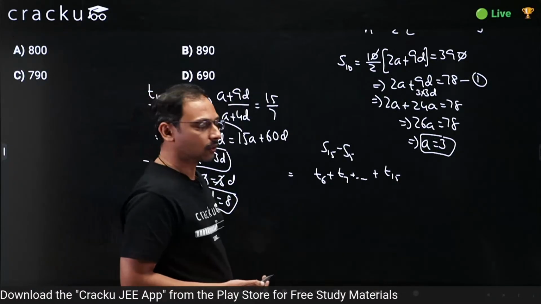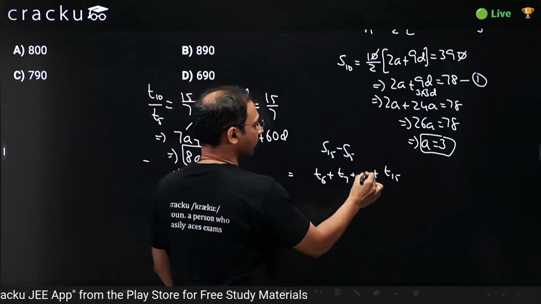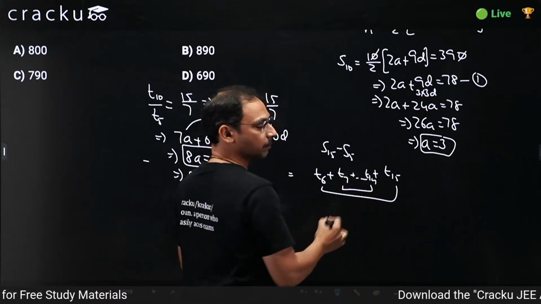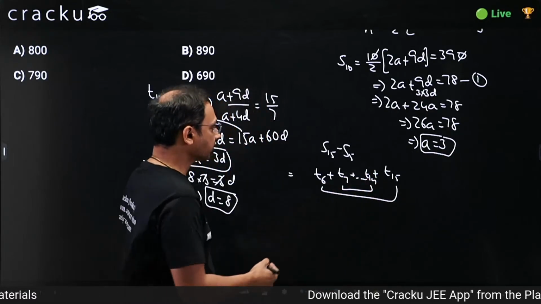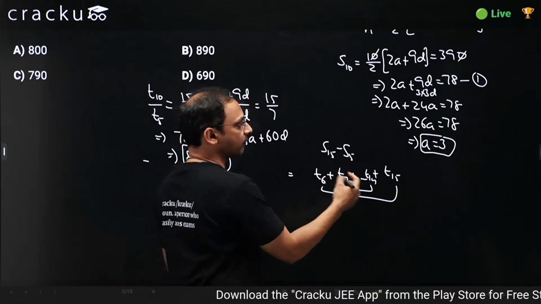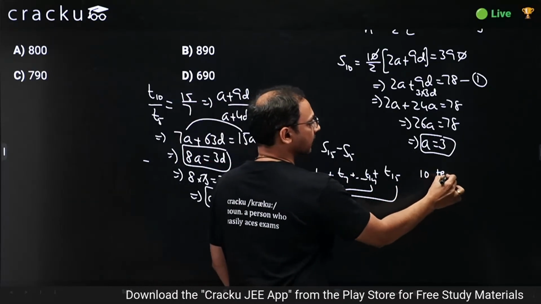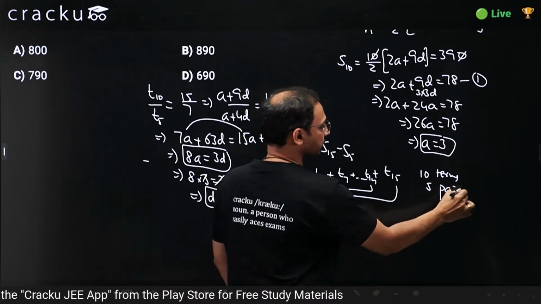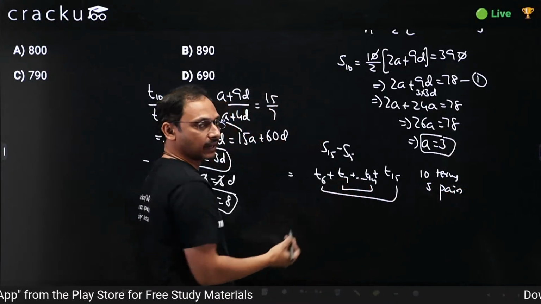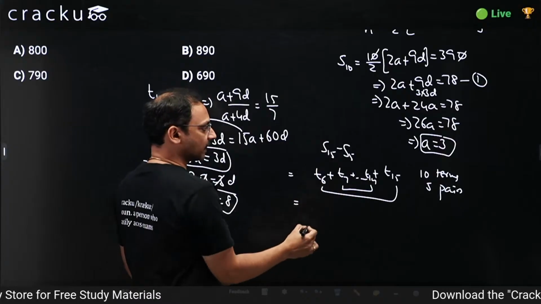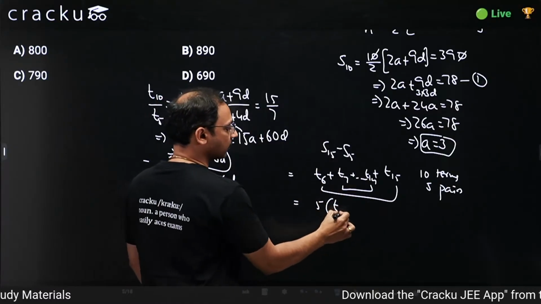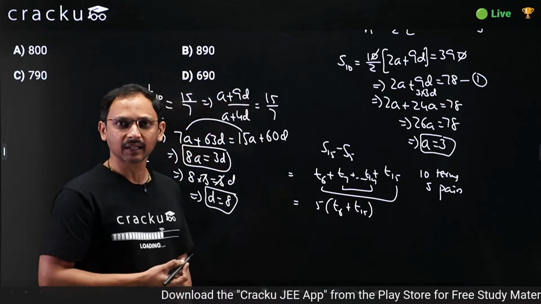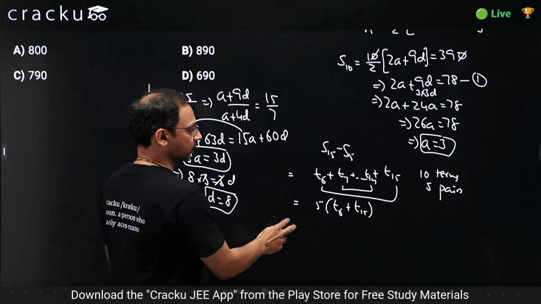And as you know, in an AP, the sum of the first term plus last term will be same as second term plus second last, and so on. And here I have 15 minus 5, 10 terms. 10 terms means I have 5 pairs. So this is one pair, second pair, and so on. So each of them will be same. So I can write this as 5 times of T6 plus T15. That is the symmetric sum property of an arithmetic progression.